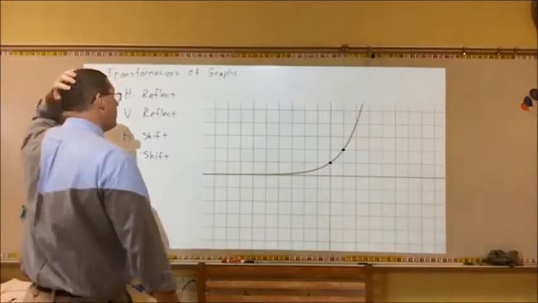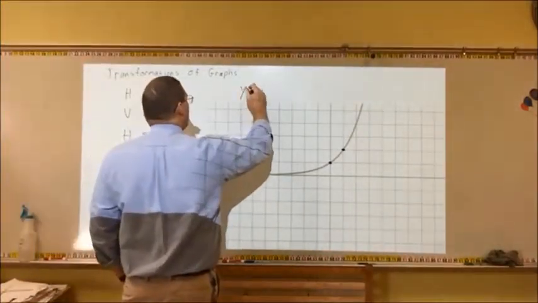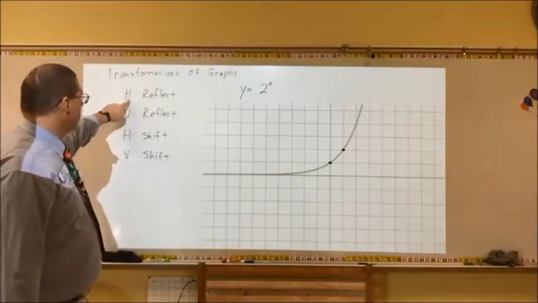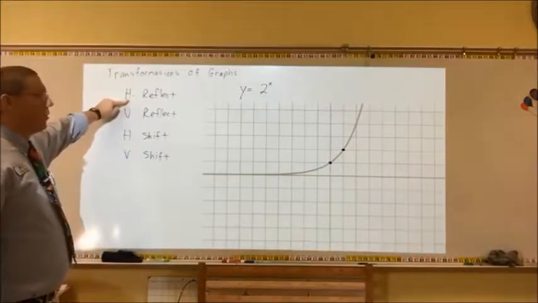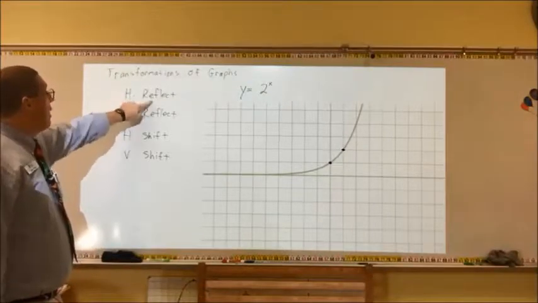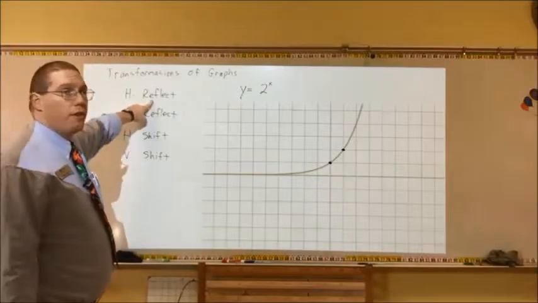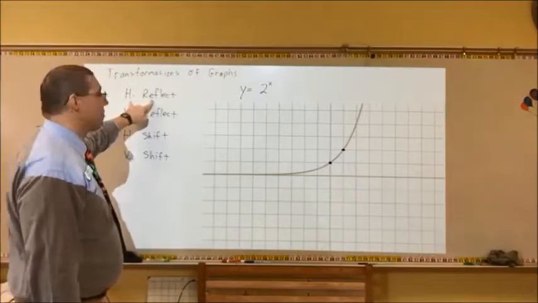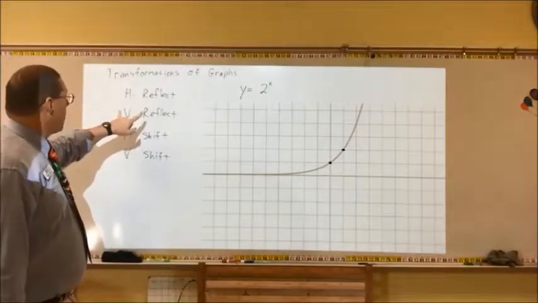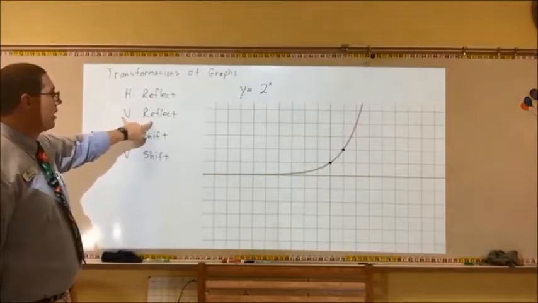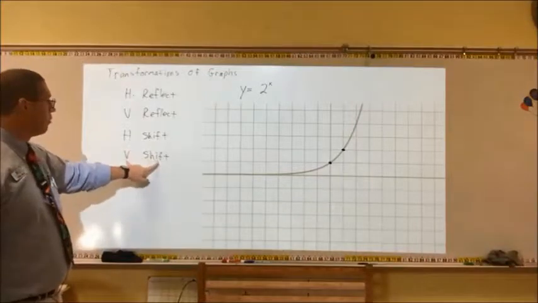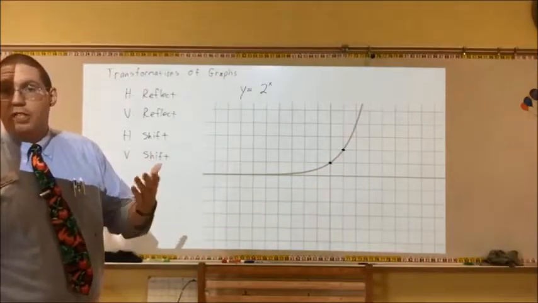And now, here's what I need to show you: the way that you know what each of these do. What is horizontal associated with, x or y? X, right? Okay, so reflections deal with negative symbols. When you put a negative symbol on something, that usually causes a reflection. So basically, to get a horizontal reflection or a vertical reflection, all you're going to do is put a negative on something. But for a horizontal shift or a vertical shift, you have to actually change the numbers.